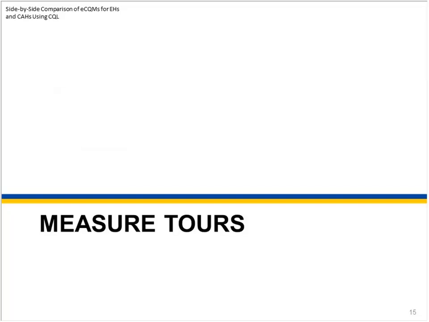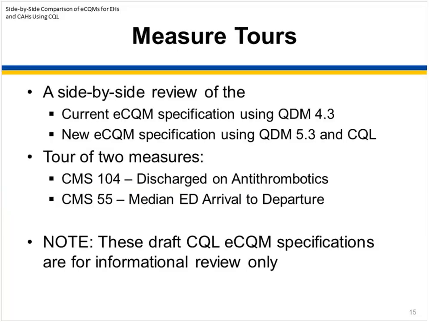So we'll start now with the measure tours. These will be side-by-side reviews of the current specification using QDM 4.3 and the new eCQM specification using QDM 5.3 and CQL. As Shannon mentioned, we'll look at two measures, CMS 104, discharge on antithrombotics, and CMS 55, median ED arrival to departure. I'll just note these are draft eCQM specifications. They're not intended for submission of 2017 or 2018. The updated eCQM information for actual performance reporting is available on the eCQI Resource Center website.